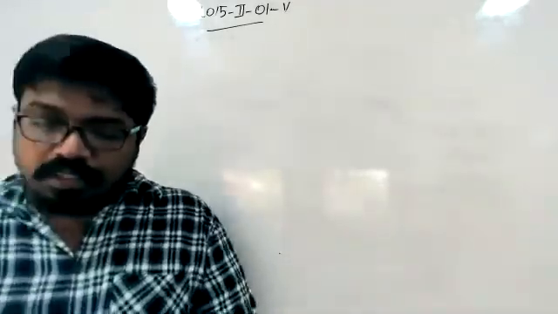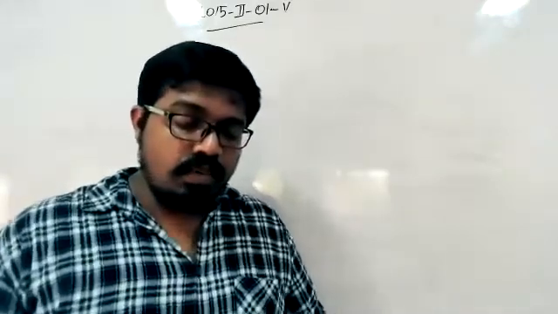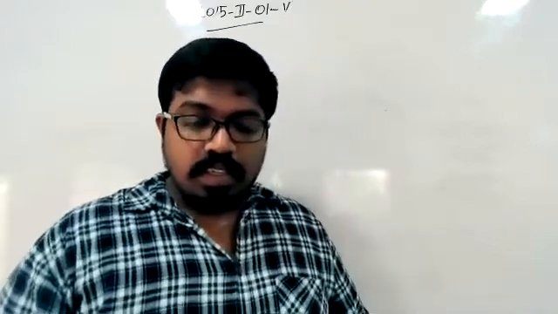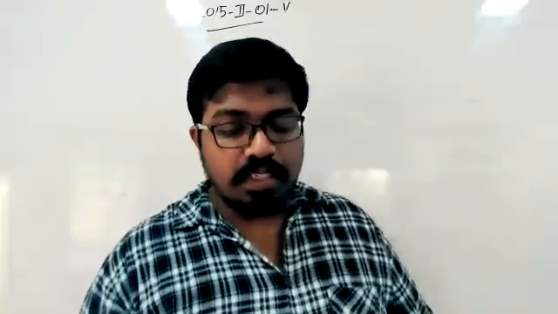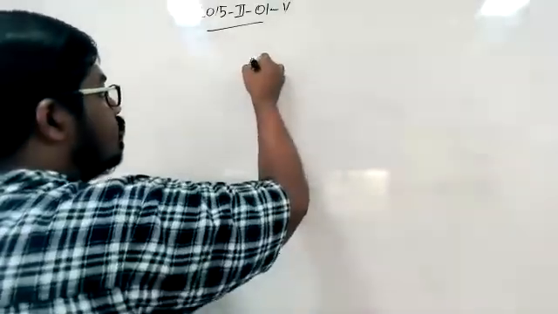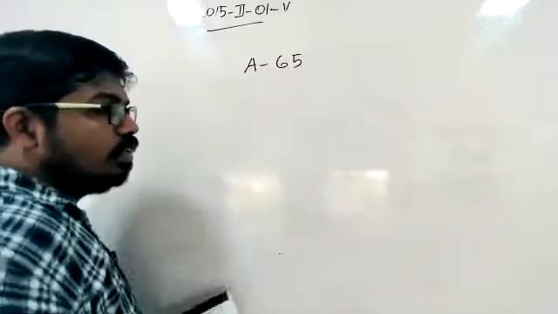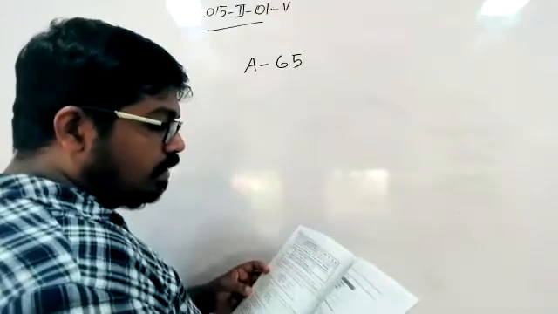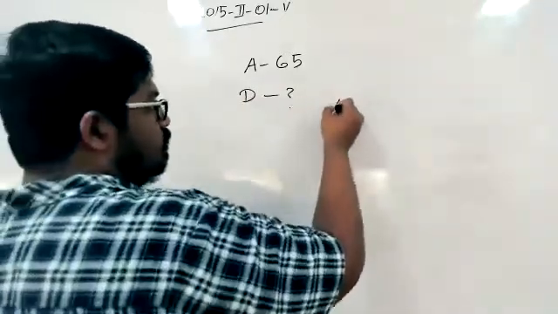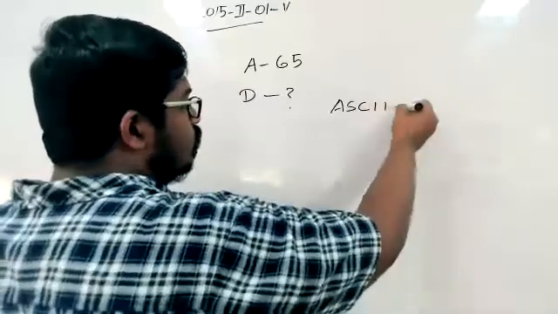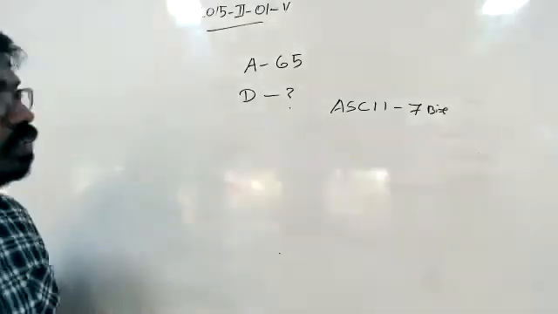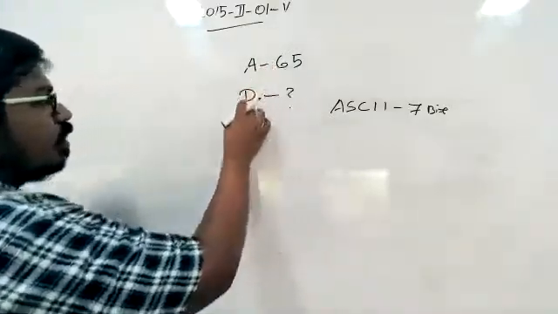So, 2015 paper. The question is: in the ASCII code, the letter capital A is represented as decimal 65. Determine the binary representation of letter D. So A has the decimal equivalent of 65. They ask you the binary representation of letter D. But the question is in ASCII, so you have to convert it into 7-bit binary format. A they gave, you have to find D.